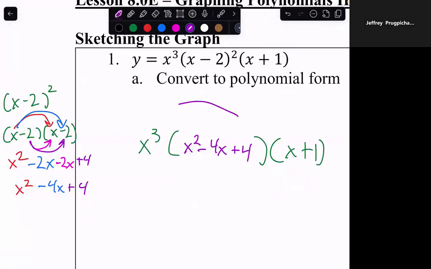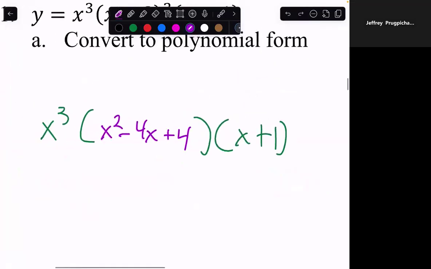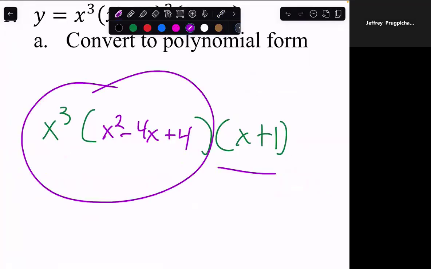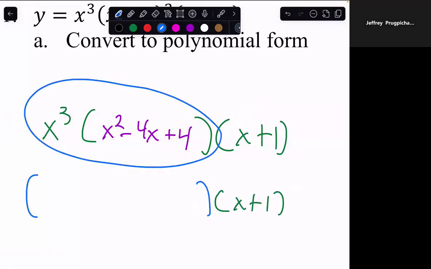Okay, so next you can either multiply these together first or these together first. It doesn't really matter. But when you have three things to multiply, you just multiply two of them together, then take that answer times the third. So I'm going to keep the third one the same for now, and I'll focus on multiplying the first two parts together.